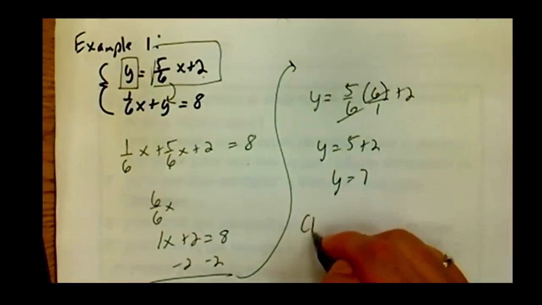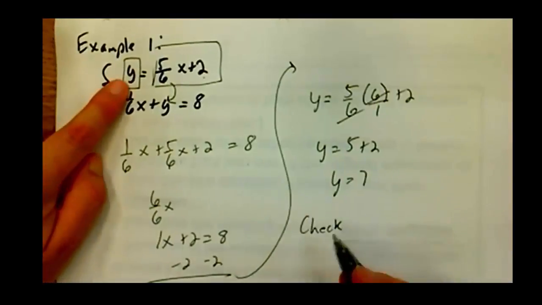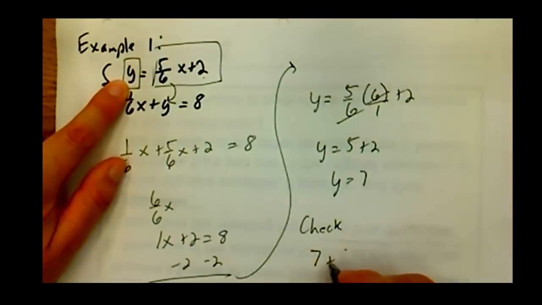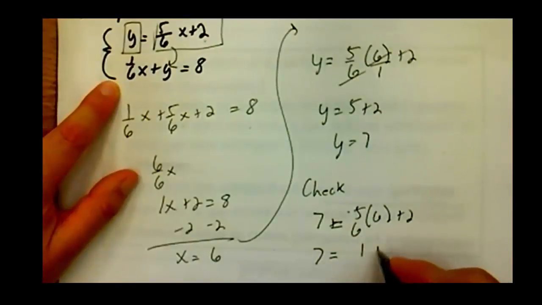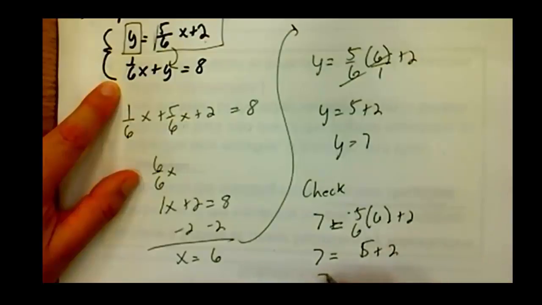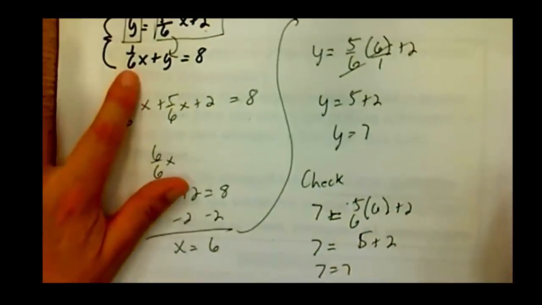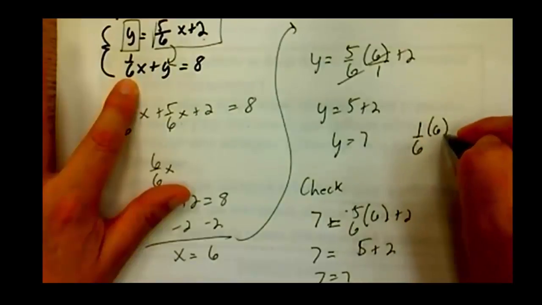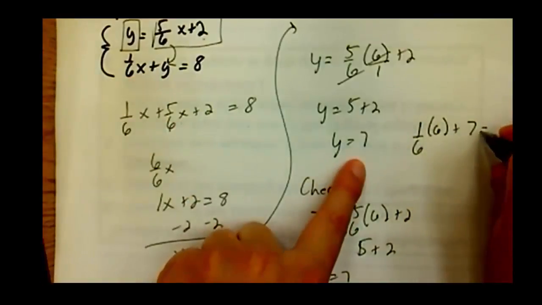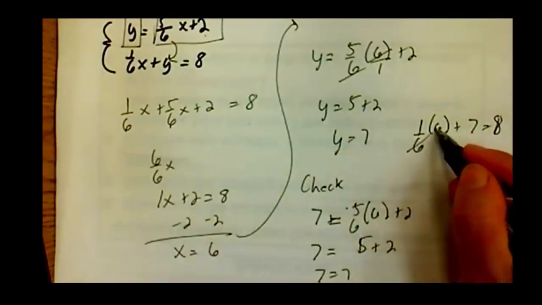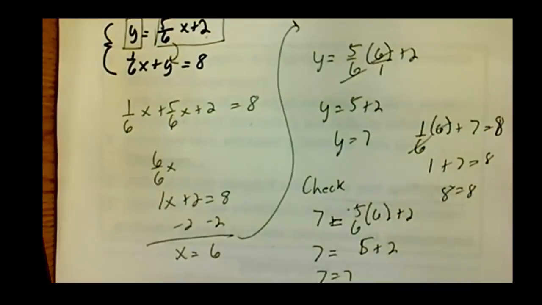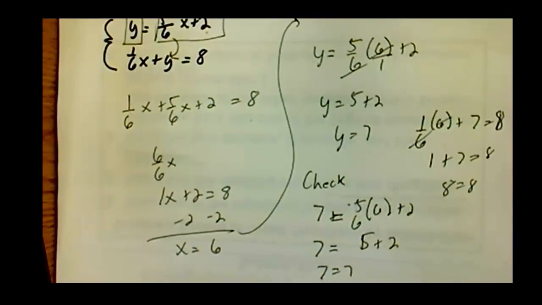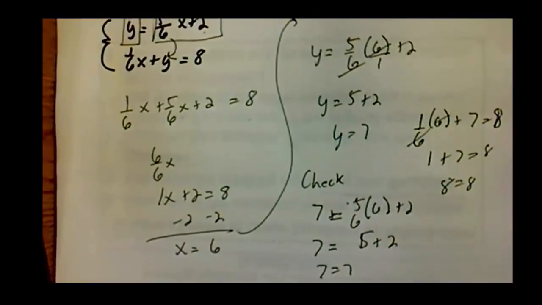And finally, check it. If I put 7 back in here, 7 is equal to 5/6 times 6 plus 2. We just did that one. So 7 is equal to 5 plus 2, or 7 equals 7. Plug them both into the other one: 1/6 times 6 plus 7 should equal 8. These 6's cancel, so 1 plus 7 does equal 8. So 8 equals 8, and we know it worked. So we know our system is working with that one. Okay.